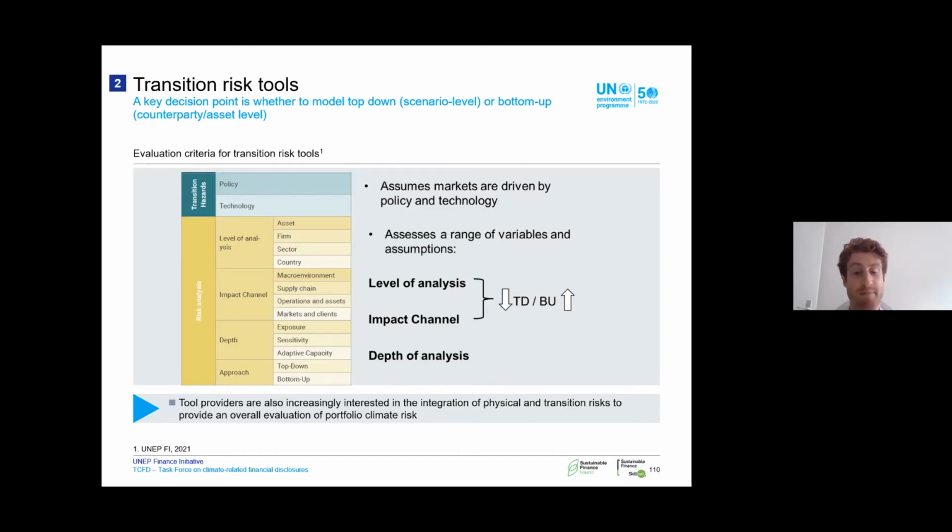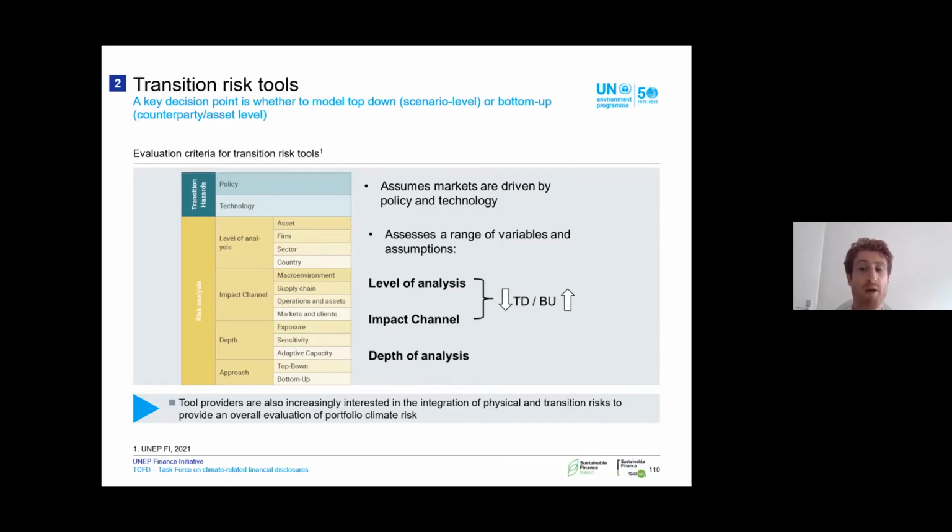That's actually the UNEP-FI approach. Or other times you'll see two separate approaches. So for the PRA's climate stress test, this is an example where there's both top-down and bottom-up structure. The top-down structure is the structure of the scenarios that are provided by the PRA, and the bottom-up structure is the assessment of individual counterparties by them.